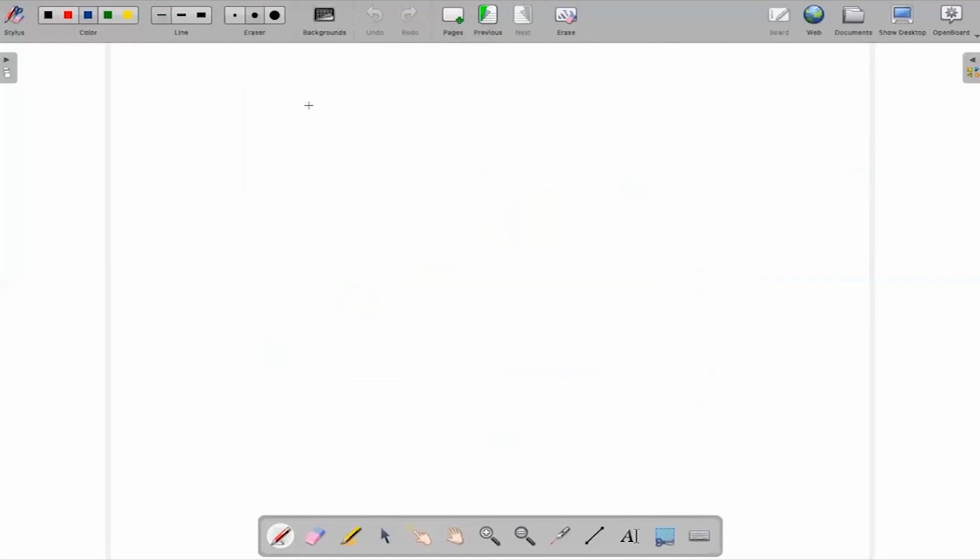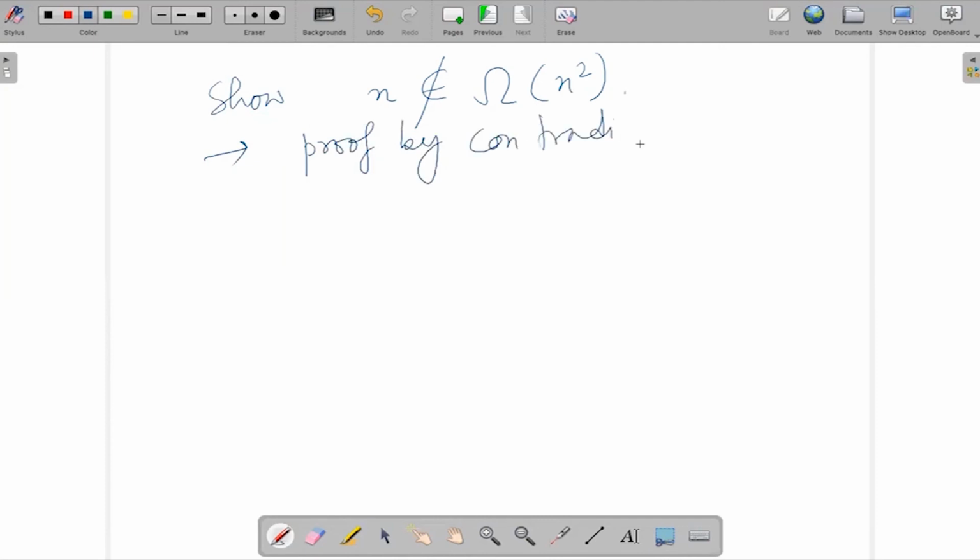Now we will solve one more intricate case. Suppose I ask you to show that n is not in omega n square. If we have to show this, we will approach the problem by proof by contradiction. So this means that we will assume that n is omega n square and then prove that this cannot be true.